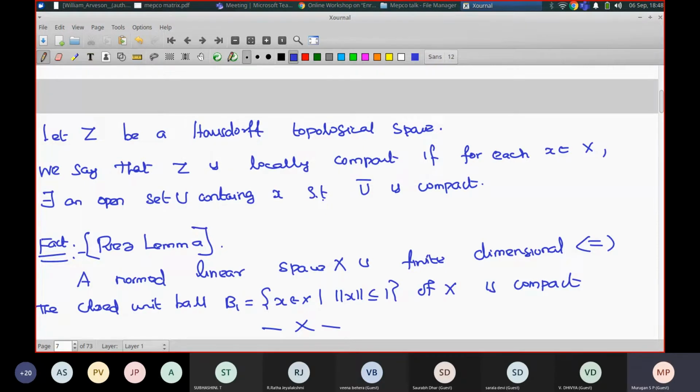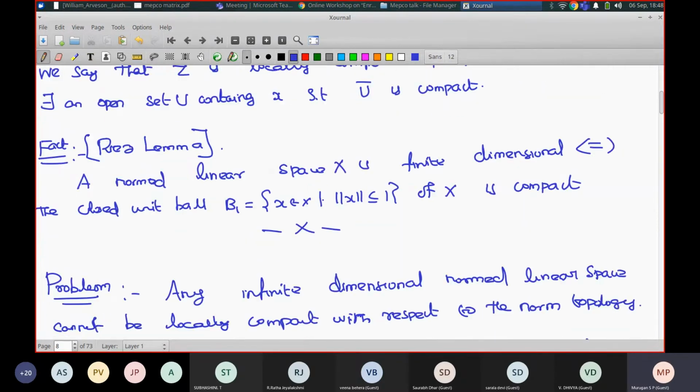There is a fact which comes from functional analysis. You may have learned this; this is called Riesz lemma. A normed linear space is finite dimensional if and only if the closed unit ball of X is compact. So this is a characterization, right? A normed linear space could be either finite dimensional or infinite dimensional, but it is characterized by this closed unit ball. Suppose this closed unit ball is compact, then automatically the space is finite dimensional. It coincides with C to the power n, and there is the Heine-Borel theorem: the closed unit ball is compact. This is the crucial lemma.